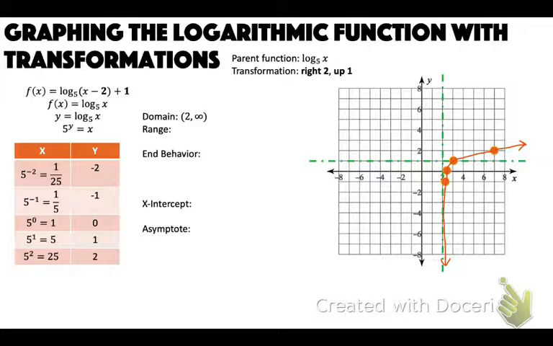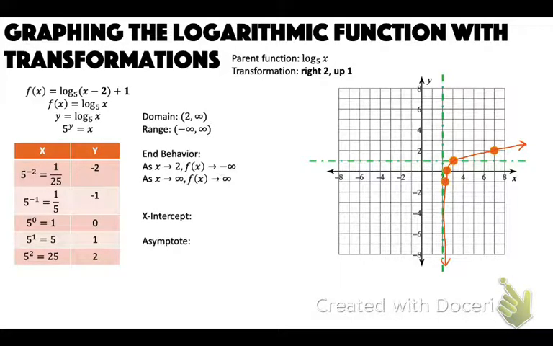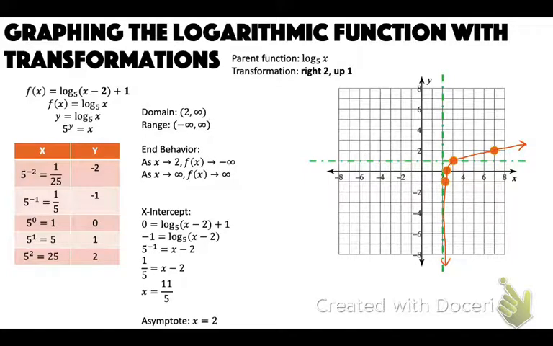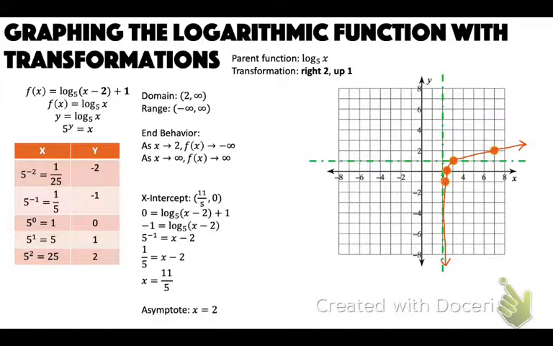Domain is 2 to infinity. Range is -infinity to infinity. And behavior as x goes to 2, f of x goes to -infinity. And as x goes to infinity, f of x goes to infinity. Asymptote is x equals 2. And then to find our x-intercept, you have to solve this log equation. So subtract the 1. 5 to the -1st power equals x minus 2. So it's 1/5 equals x minus 2. Add the 2, and you get 11/5.